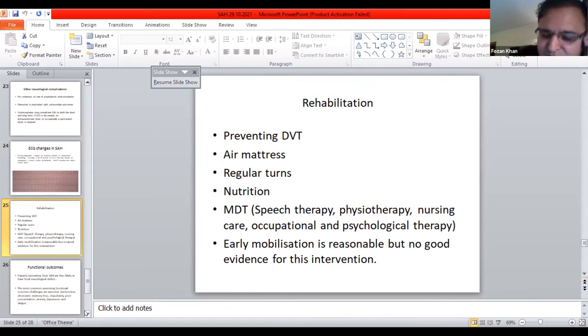So Ravi talked about the stroke unit. An air mattress is a very vital component of stroke unit beds. Patients must receive regular turns. In a stroke unit also, each bed must have IPC provision, which is the intermittent pneumatic compression devices, costing around 50 to 60,000 rupees. Optimal nutrition must be provided, and it must be an MDT approach. It must include speech therapists, physiotherapists, nursing care, and occupational and psychological therapies. Early mobilization is reasonable, and most guidelines recommend it, but there is no good evidence for this intervention.